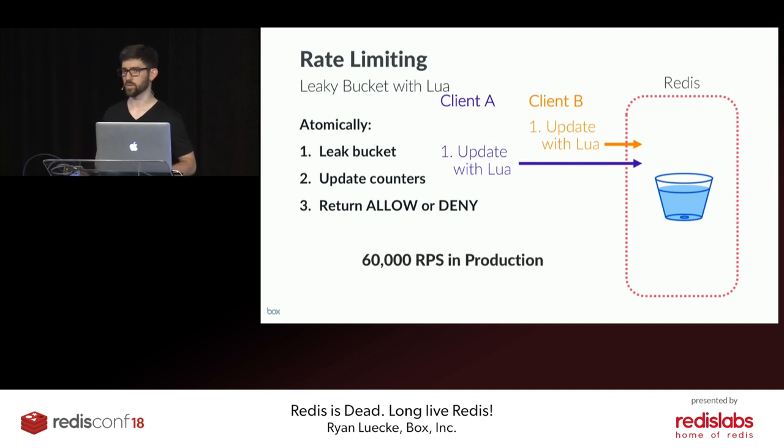And in production, we've been able to achieve 60,000 requests per second for this rate limiter. So it's able to handle that level of load and provide this level of rate limiting for our use cases.